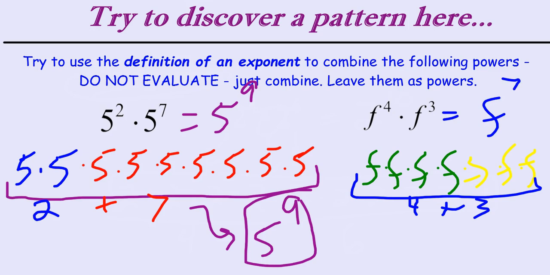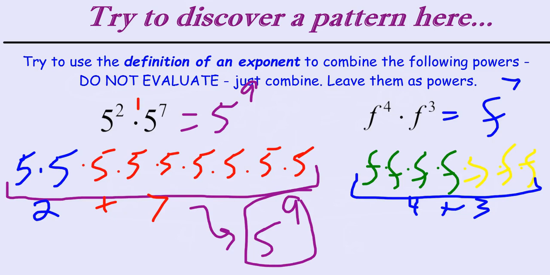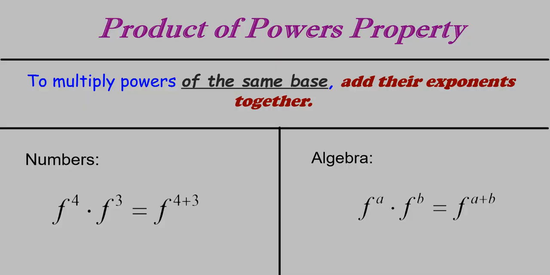Something you might have noticed during all of these examples is that when we are multiplying two powers with the same base and we are combining them into a single power, what we actually end up doing is just adding the exponents, because the two exponents refer to the number of 2's being multiplied. So when you multiply 4 2's by 6 2's, you end up with 4 plus 6, or 10 2's being multiplied. When you multiply 2 5's with 7 5's, you end up with 9 5's being multiplied. When you multiply 4 f's by 3 f's, you have a total of 7 f's all being multiplied. So the basic rule is, if you're multiplying powers with the same base, add their exponents together.